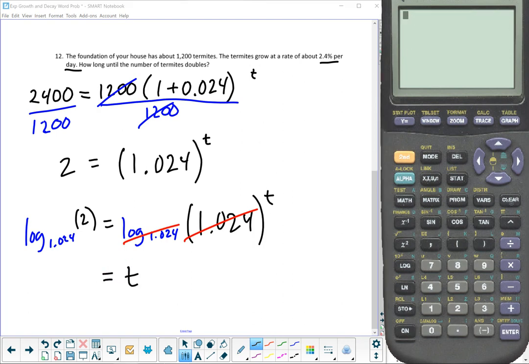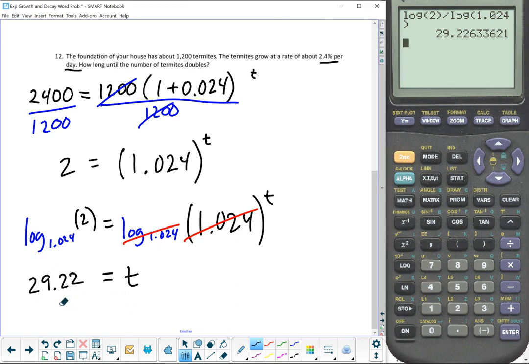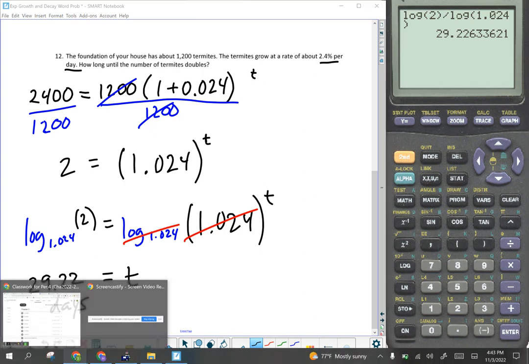Unfortunately, on the right-hand side, we're going to have to figure it out using the change of base rule for the log, right? And again, our calculator doesn't have a log base 1.024, so we will have to change the base to log base 10 or log base e. Okay, I'm using log base 10, so I'm doing log base 10 of 2 divided by log base 10 of 1.024. Okay, and that's going to give me 29.22 days. Okay, so if you want, you can say approximately 30 days, but I mean 29.2 or 29.22 seems reasonable enough. All right, so that's your homework.